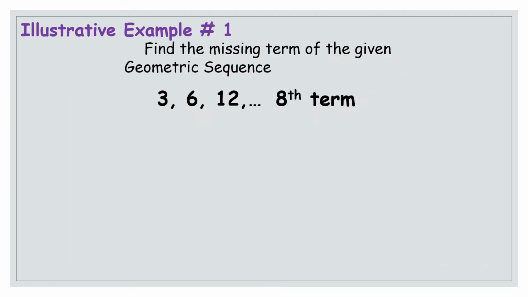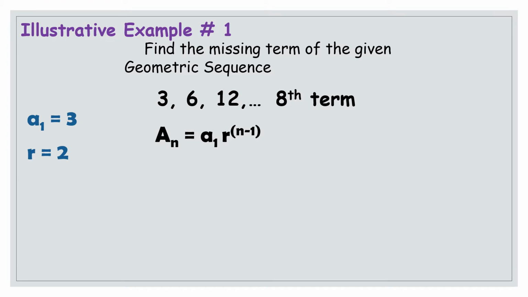So let's have another example. Let's say you want to find the missing term of the given geometric sequence. Let's say you have 3, 6, 12, and then you want to find the 8th term. Again, we're going to use the same general rule, which is a sub n is equal to a sub 1 times r raised to n minus 1. Then we're going to look for the values of our variables. Obviously, a sub 1 is equal to 3. r is 2. You can obtain that by dividing any consecutive terms, such as 6 divided by 3.